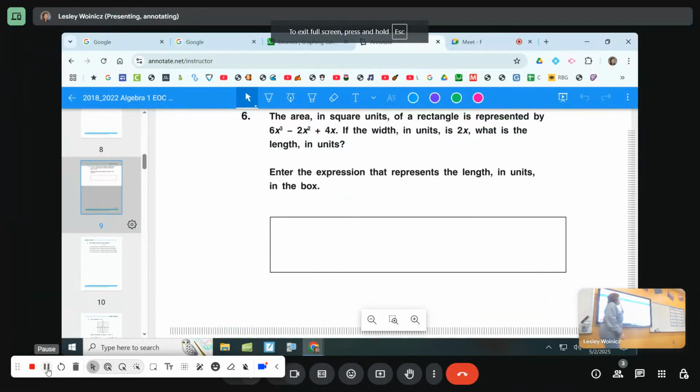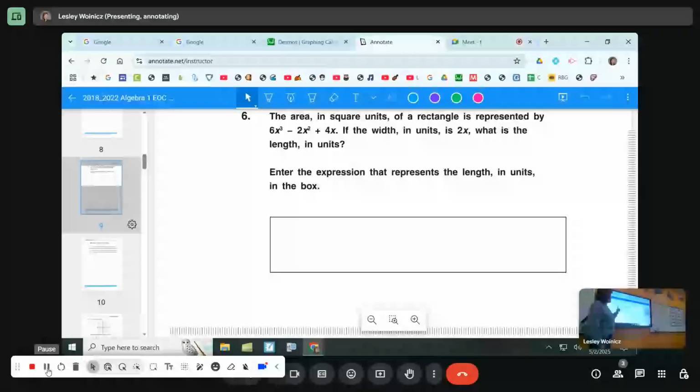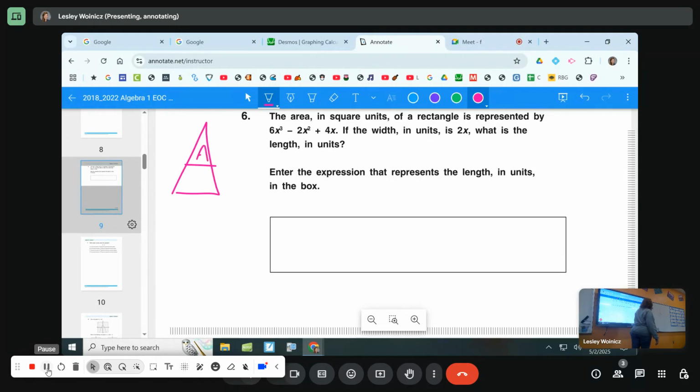All right. So this one says that the area in square units of a rectangle is represented by that formula. If the width in units is 2x, what is the length? Remember when we did this before, I had you draw your area, your length and your width? That tells you that if they give you the area, you're going to take your area problem and divide by what they give you, if it's the length or if they give you the width.